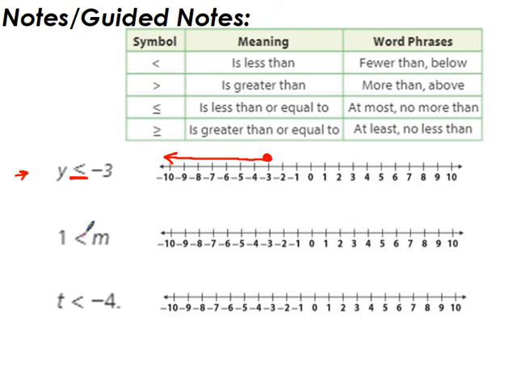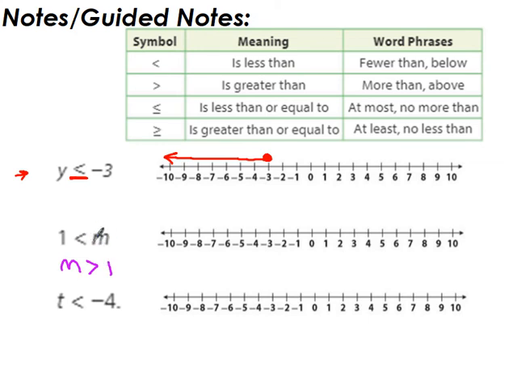So what that means is 1 is less than M, or I could go read it backwards, because this is really the same thing as this. The alligator mouth is still facing M. M is greater than 1. So M is the larger number because the alligator is going to eat the larger number. So M is greater than 1.